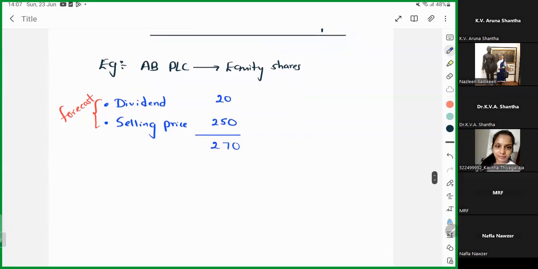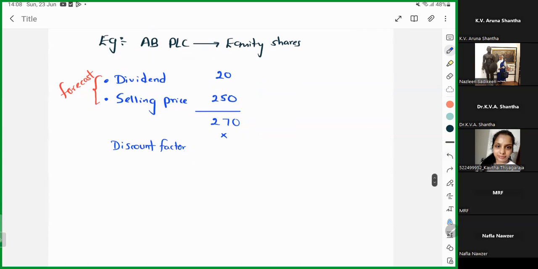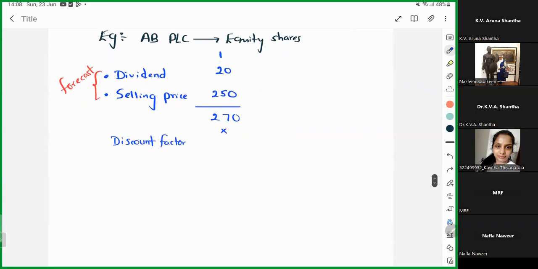Then how do you get today's value? Now you know the future cash flow. Next year's cash flow is 270. So how do you get the value of a share? You get the present value. You multiply it by the discount factor. Let's say your required rate of return is 10%. So you take next year, this is year one. The first year discount factor at 10%.